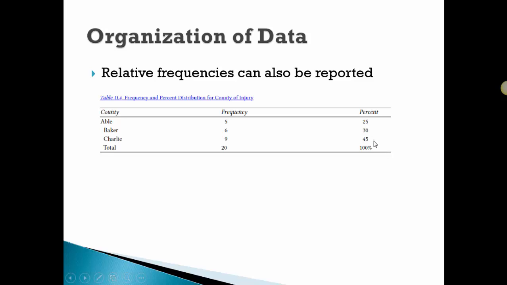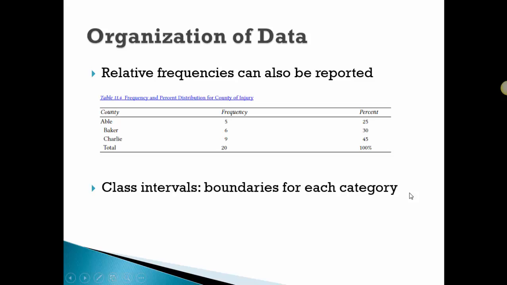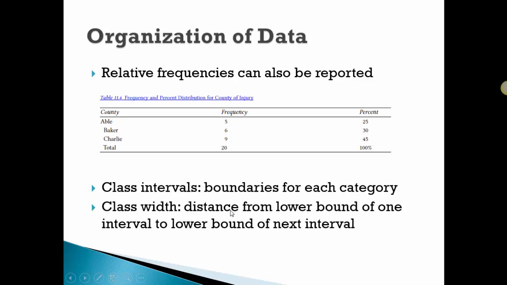And we see the percents over here. Again, percents or relative frequencies are actually a nice way to visualize the data also. We see that almost half were coming from one county. Class intervals are the boundary for each category, and the class width is the distance from the lower bound of one to the lower bound of the next.